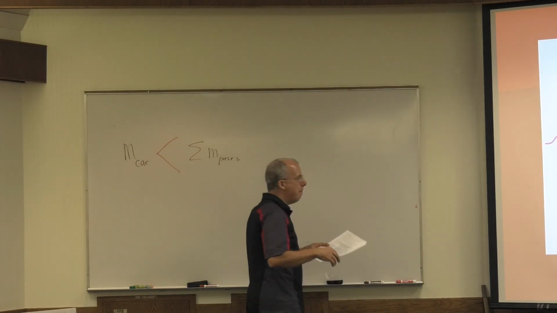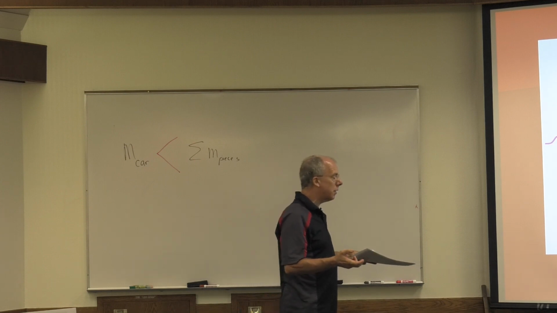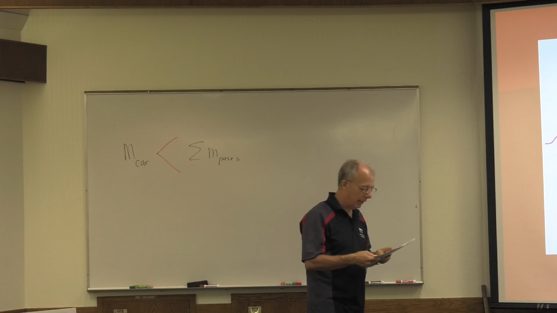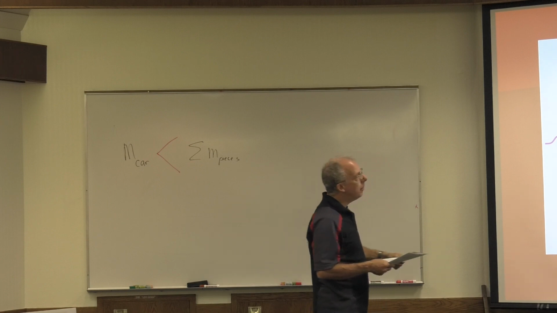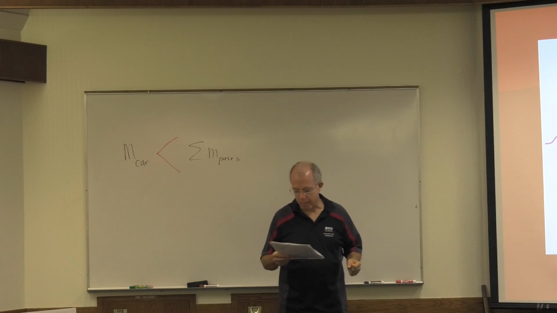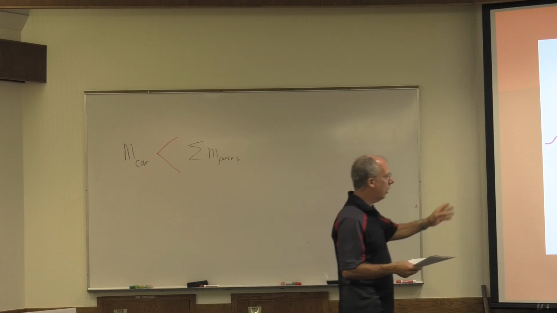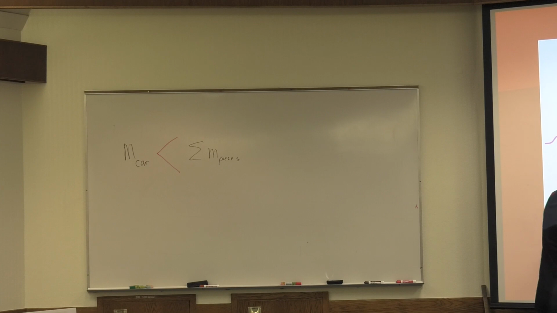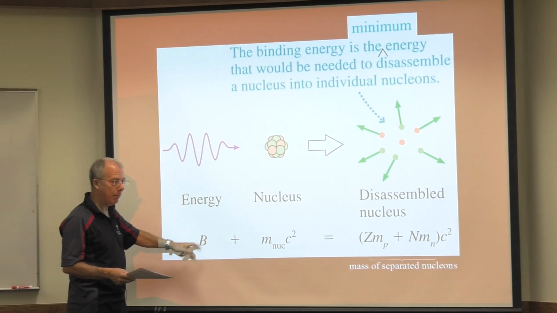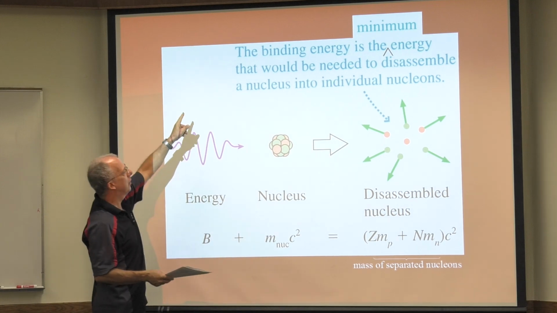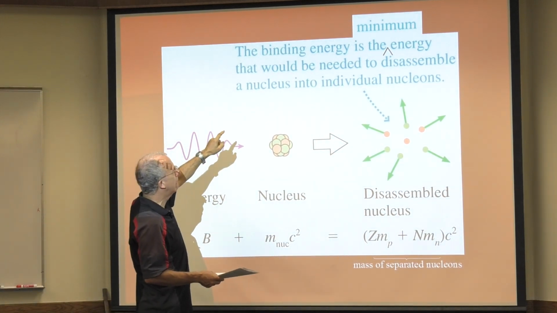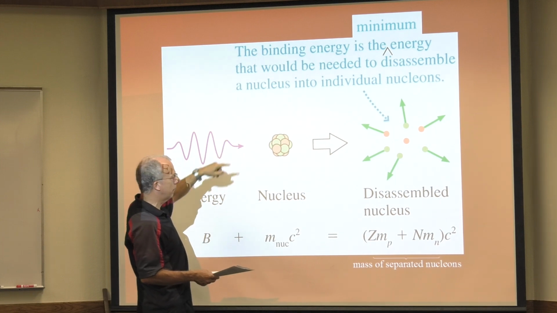Now, if you want to bust apart a nucleus, you have to have energy greater than what's called the binding energy, okay? So the minimum energy needed to bust up a nucleus is called the binding energy. So look, here's a nucleus, and here's some kind of energy, and we're going to say that as B for binding, right? So the binding energy is the minimum energy that would be needed to disassemble a nucleus into individual atoms, right?